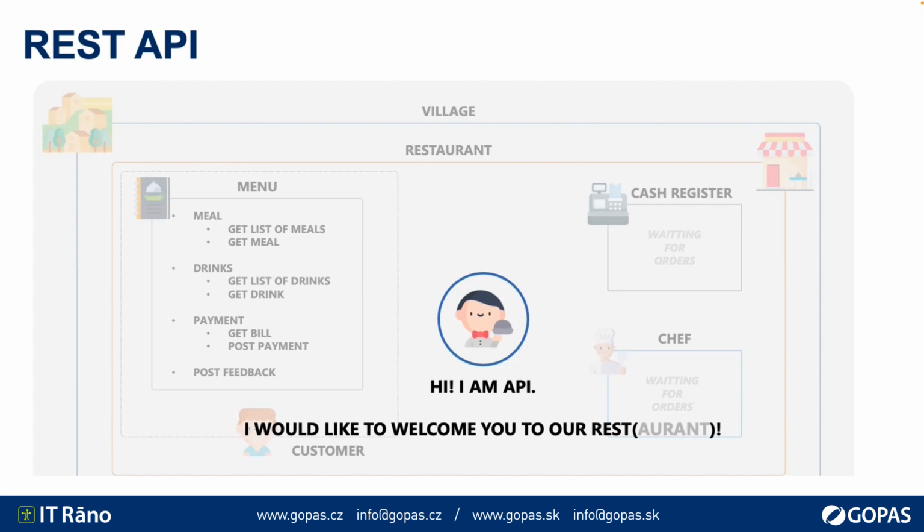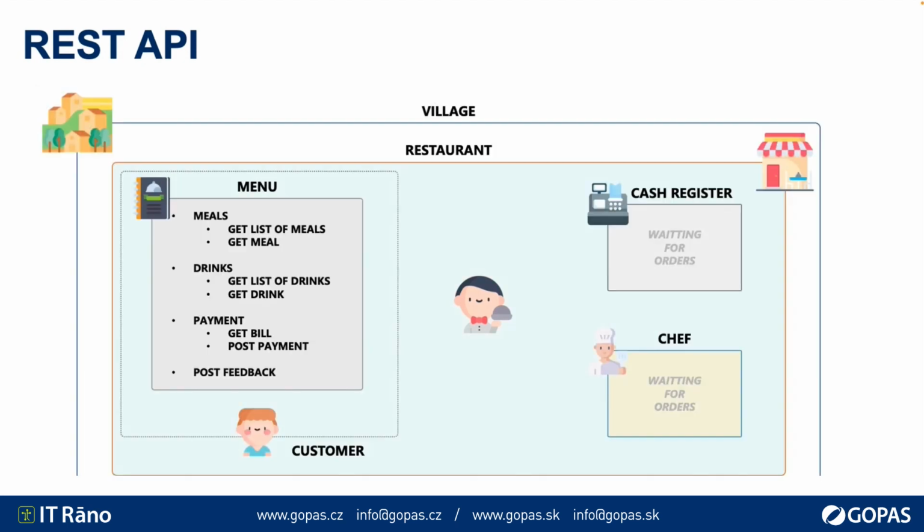Inside this restaurant, we are the customer, and we receive the menu. On the menu, we can see 1, 2, 3, 4 points: meals, drinks, payment, and post feedback. Wait a minute. Under meals, we can see 2 more points: get a list of meals and get a meal.